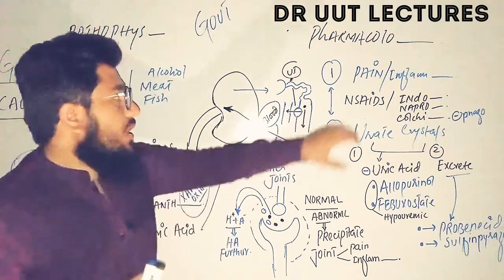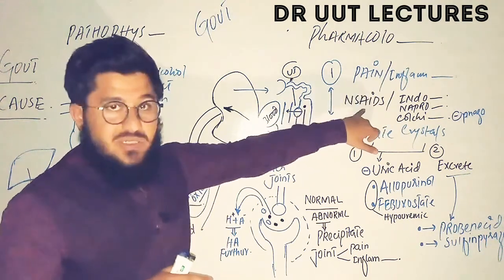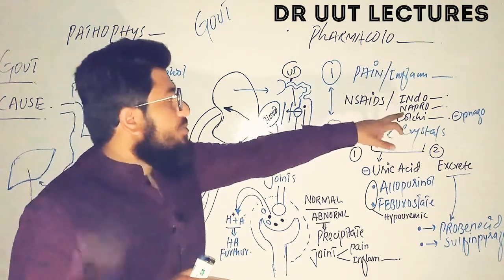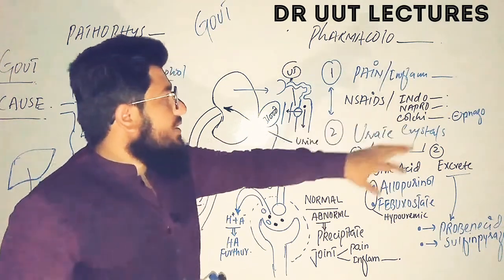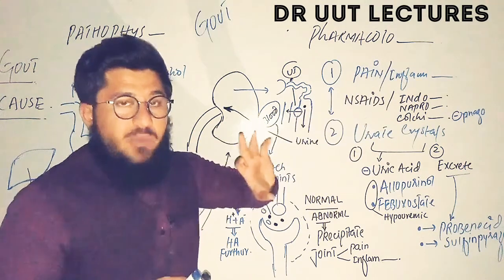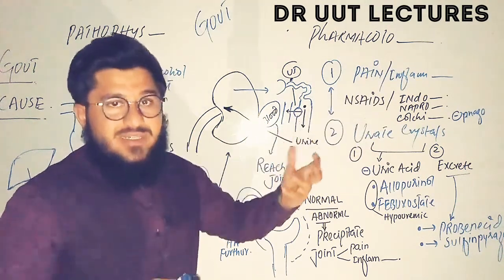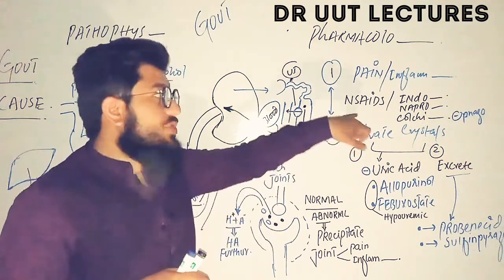How? Very simple. First of all, in order to alleviate the pain and inflammation, we will take NSAIDs, like indomethacin, naproxen, and colchicine. Now indomethacin and naproxen are responsible for alleviating the pain and inflammation. And we know the mechanism of action of the NSAIDs, how they alleviate pain and inflammation. If you don't know, please visit our lecture on the NSAIDs.